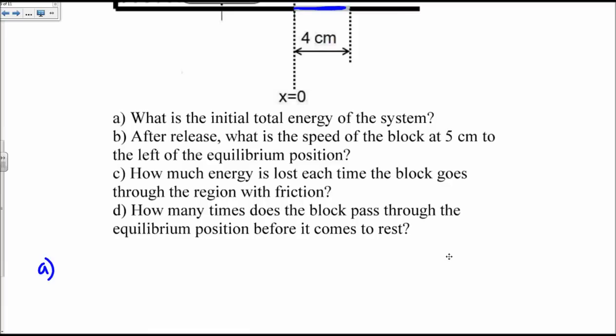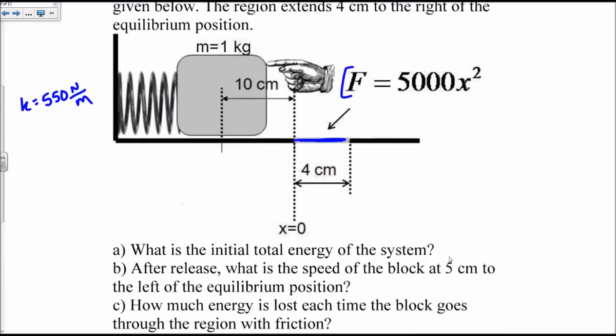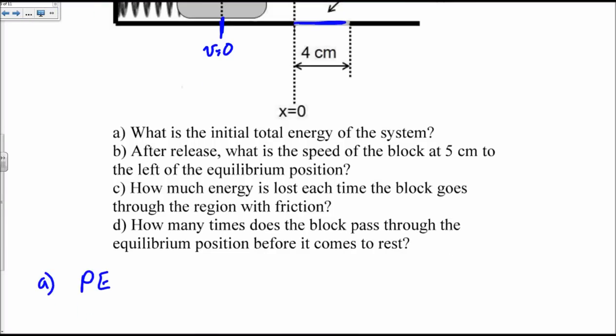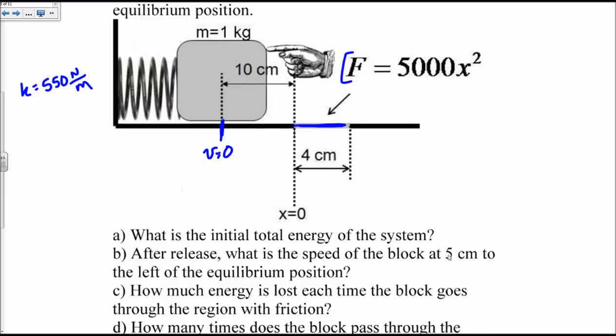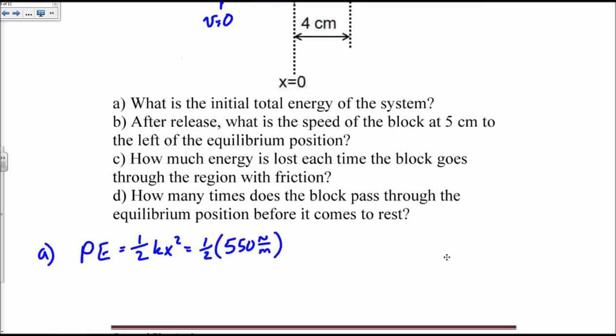For part A, I just say the initial potential energy of the spring. That is the potential energy right here, because I know that right here its velocity is 0, so it only has potential energy. This is elastic potential energy, so it's 1/2 kx squared. That's going to be 1/2 times 550 newtons per meter times x, where x is equal to 10 centimeters, or 0.10 meters, squared. And that gives me an energy of 2.8 joules.